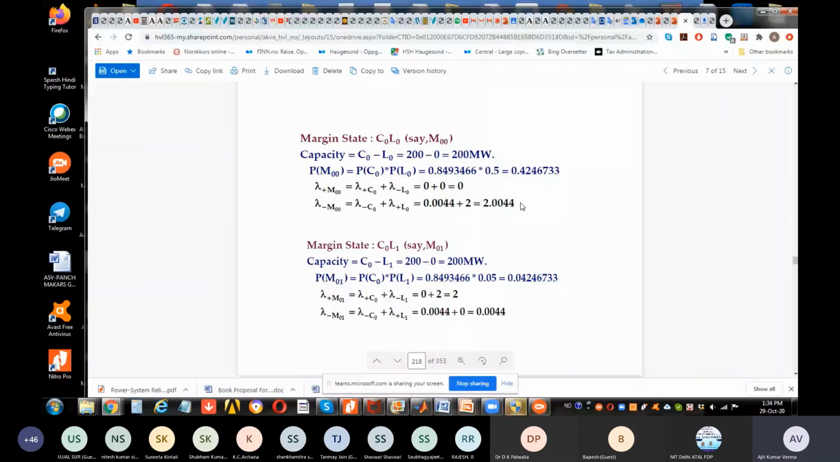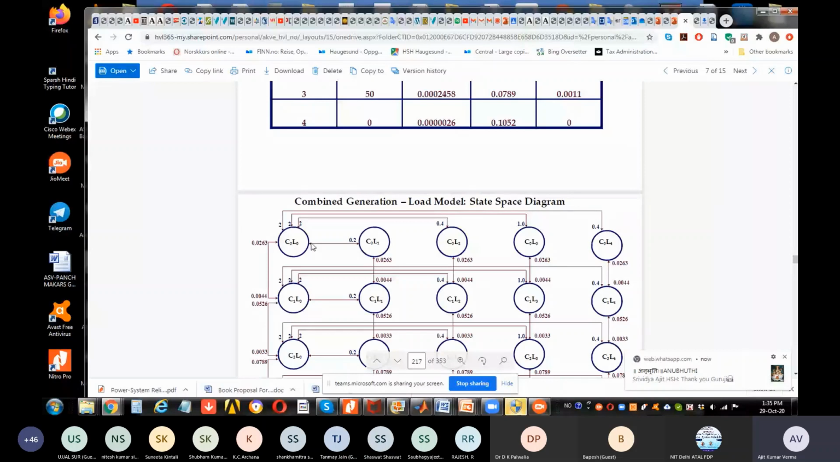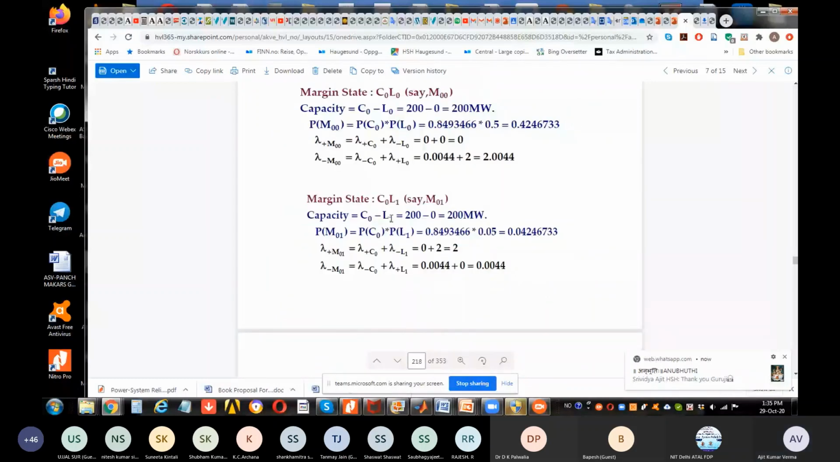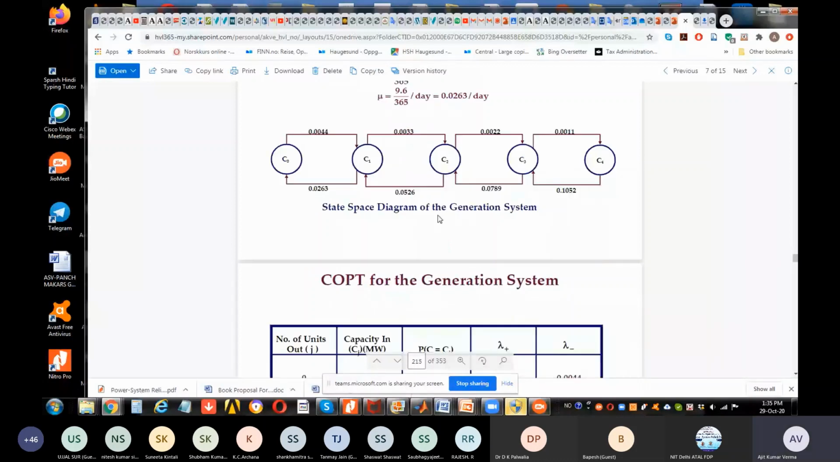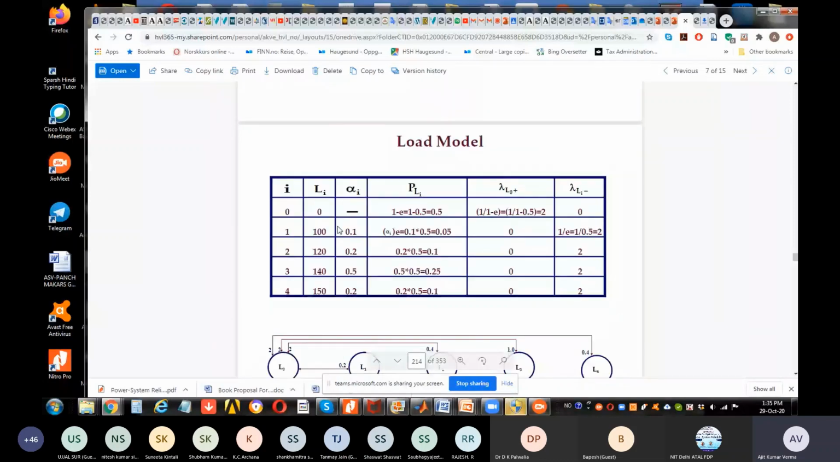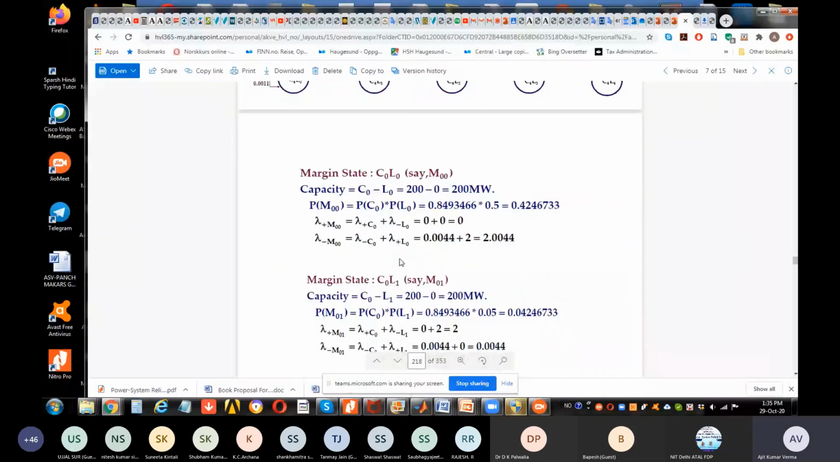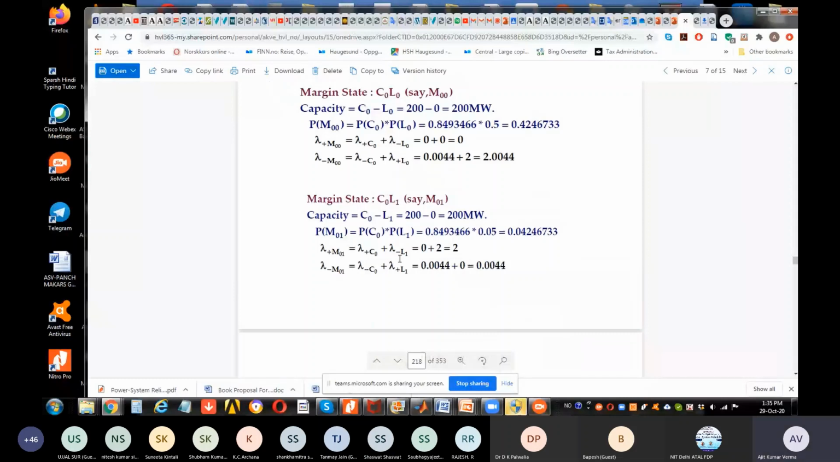So let's take another example, C0L1. We were at C0L0. We have calculated the probability of this state and the departure to a higher state, departure to a lower state. Let's take this combination C0L1. C0 is 200. Now L1, what is L1? C0, L0 we have already calculated. Now C0, L1. L1 is not 0. This is a typo. L1 is 100, so this should be 100 megawatt. C0 is 200, L1 is 100, so the margin should be 100 megawatt.